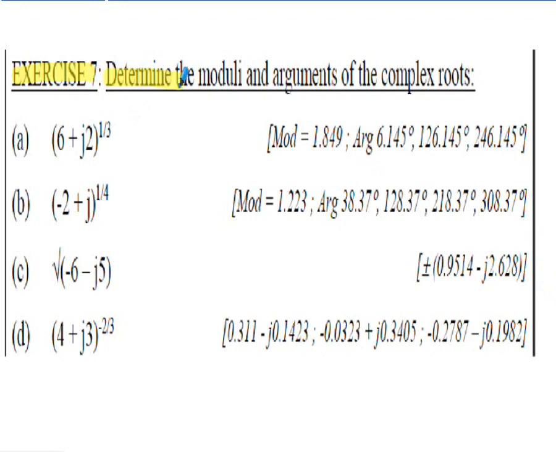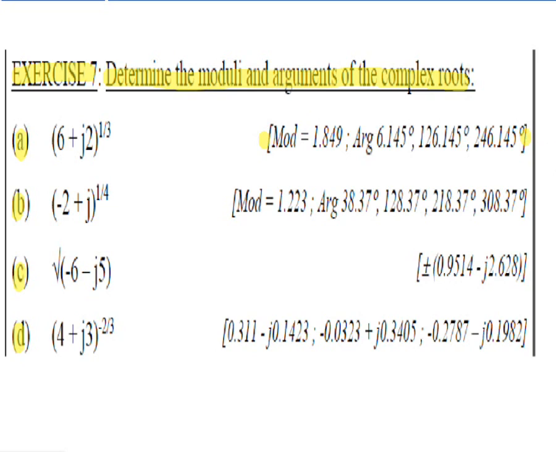Exercise 7, we're asked to determine the moduli and arguments of the following complex roots. I would encourage you to stop the presentation here and attempt parts A, B, C and D. The answers are shown in the square brackets on the right hand side. Full solutions are shown on the following slides.